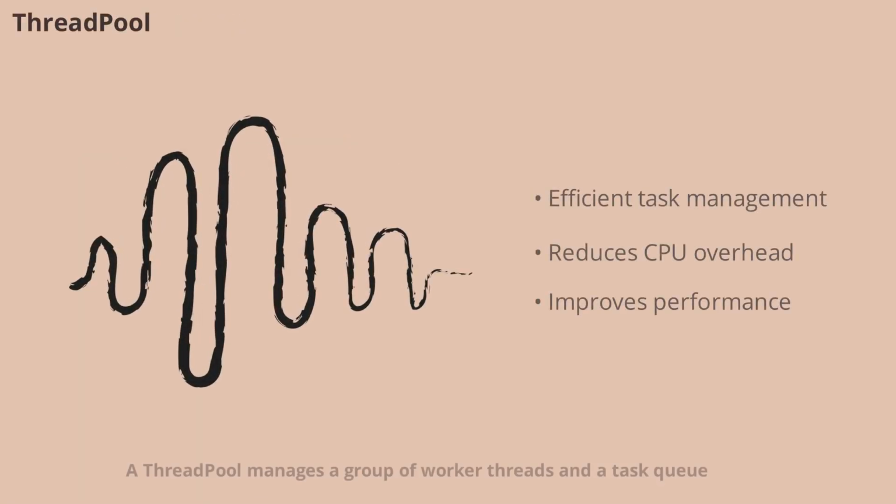A thread pool manages a group of worker threads and a task queue, reducing the overhead of creating and destroying threads. It's more efficient for handling many small, concurrent tasks, improving performance and response time.